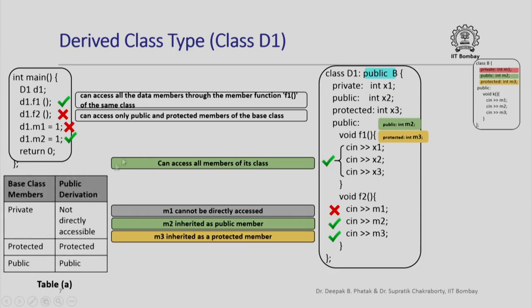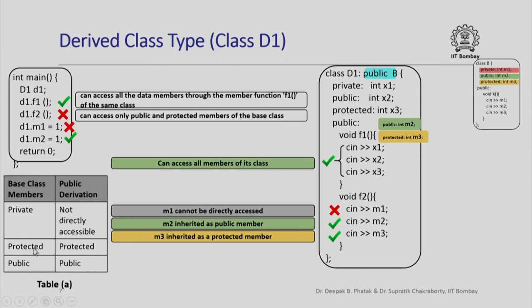So to summarize what we studied in this slide, we said that, well, if I am doing public derivation, which means if I am deriving a class from another class in the public mode, then if the base class member was private, it is not going to be directly accessible within the derived class. If the base class member was protected, it is going to be accessible within the derived class as a protected member, and if the base class data member was public, it is going to be accessible within the derived class as a public data member.